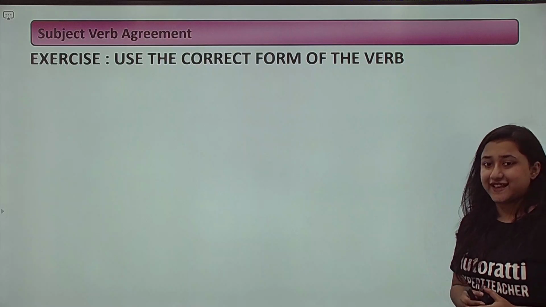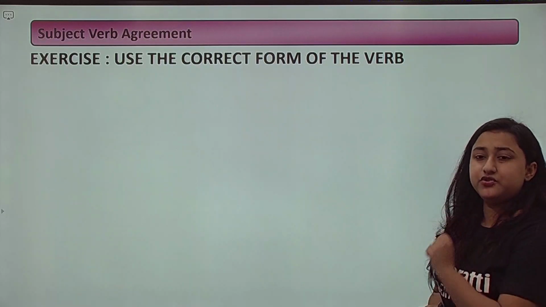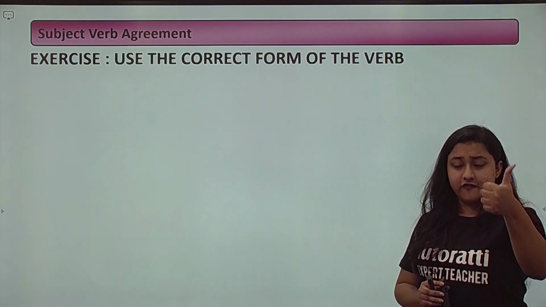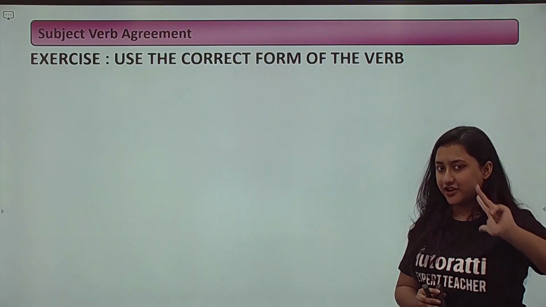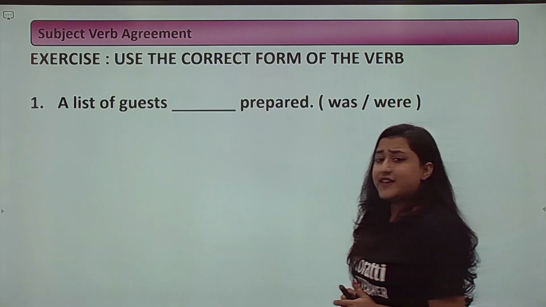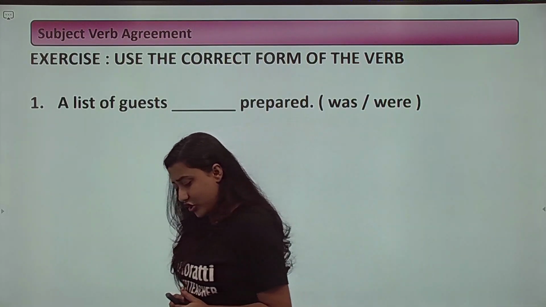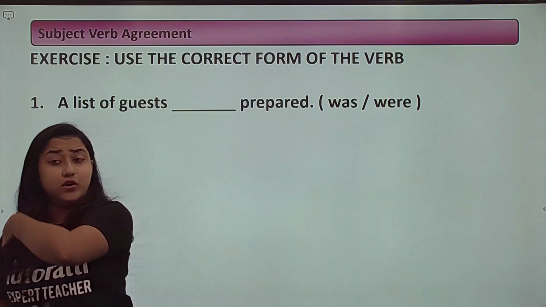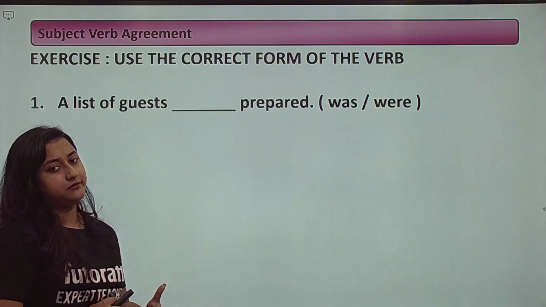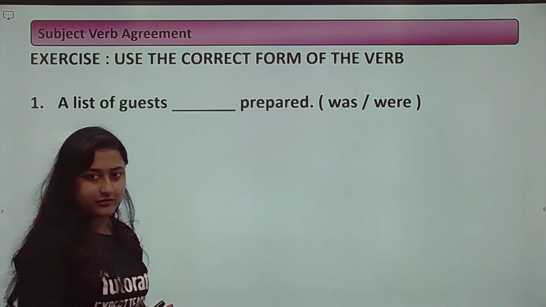Let us look at an exercise. You need to use the correct form of the verb. Verb, state of being, state of having, and an action word. Alright. First one, a list of guests dash prepared. The options are was and were. Think. Which rule will we apply?